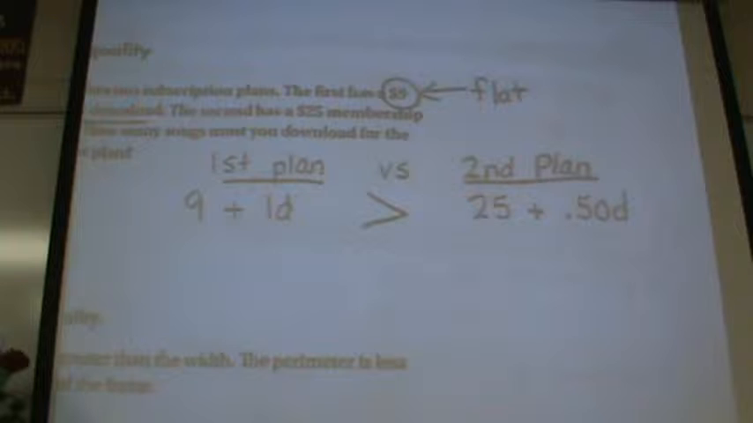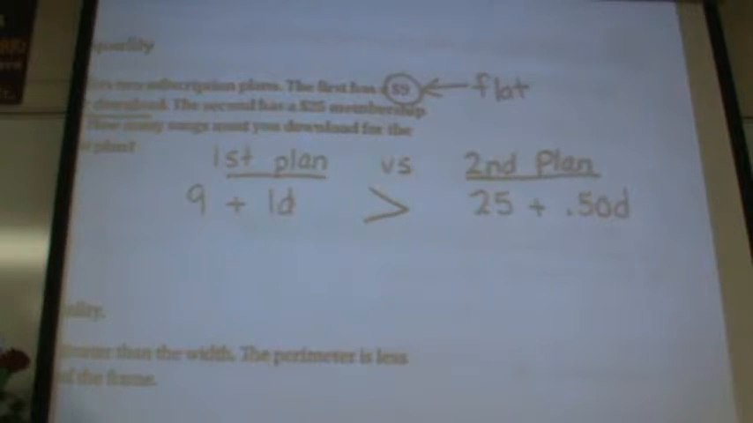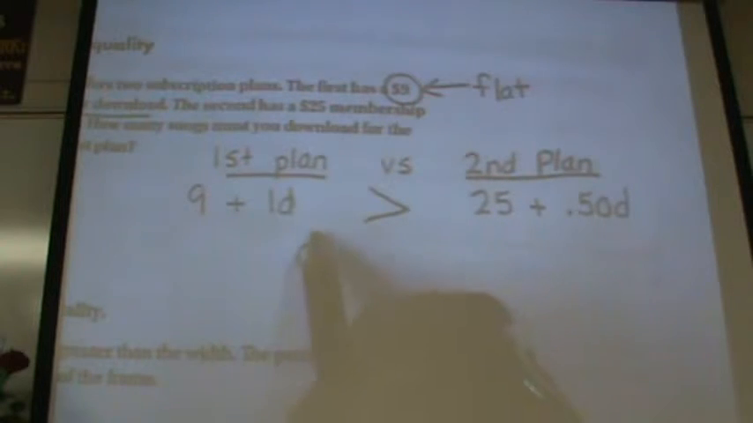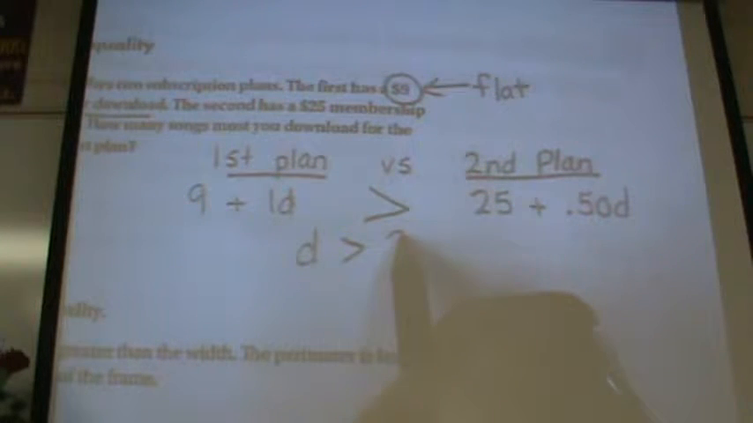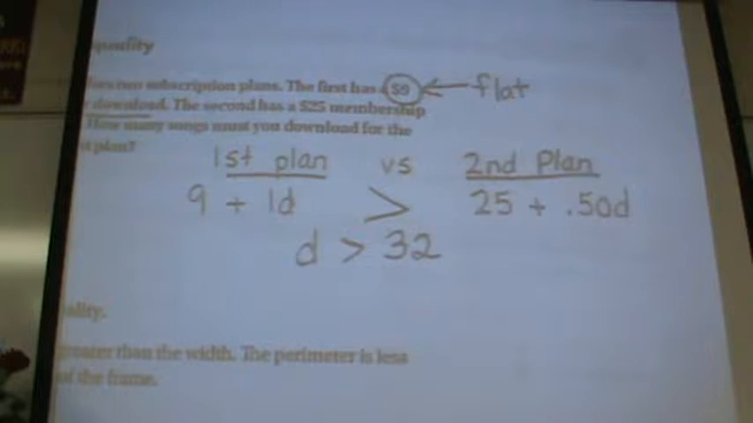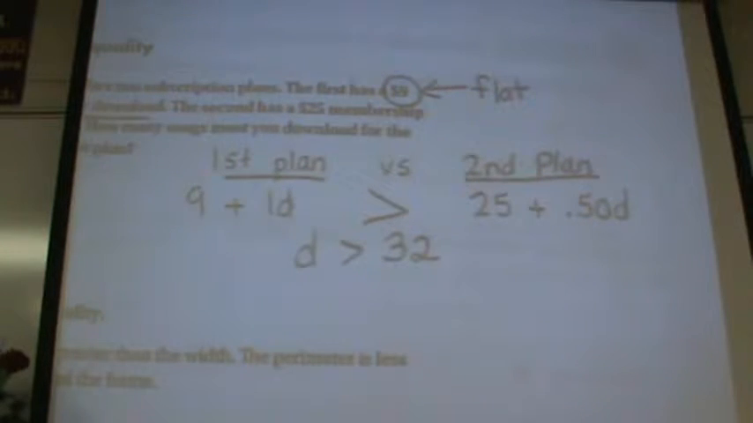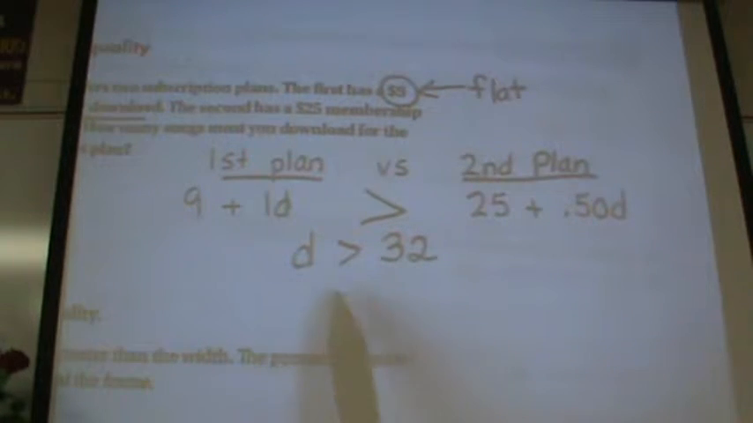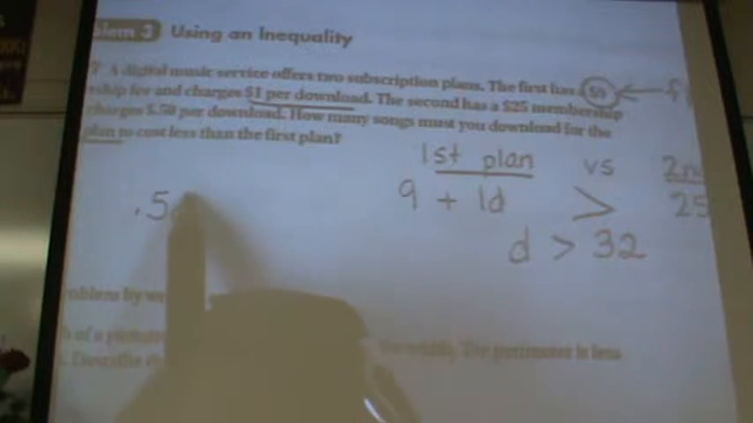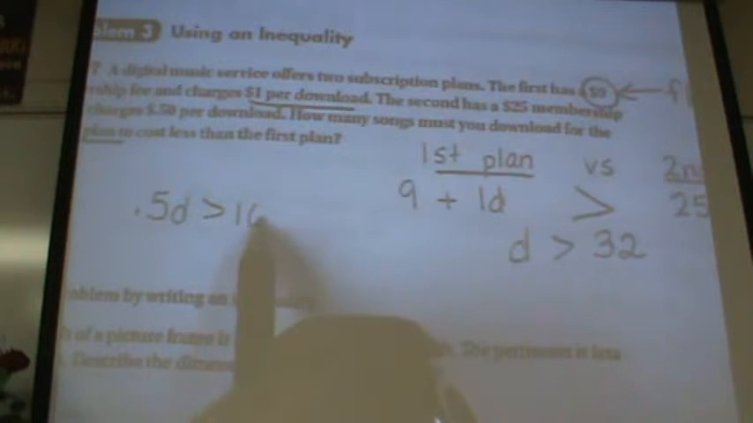Remember what D represents. D is the number of downloads. So how will we solve this? We're going to subtract 0.50 and then subtract 9 on the other side. How many downloads are you going to get? 34. I got 32 when you do the math. So subtract, you should have gotten 0.5 if you want to find any errors. 0.5D is greater than 16, and divide by 0.5.